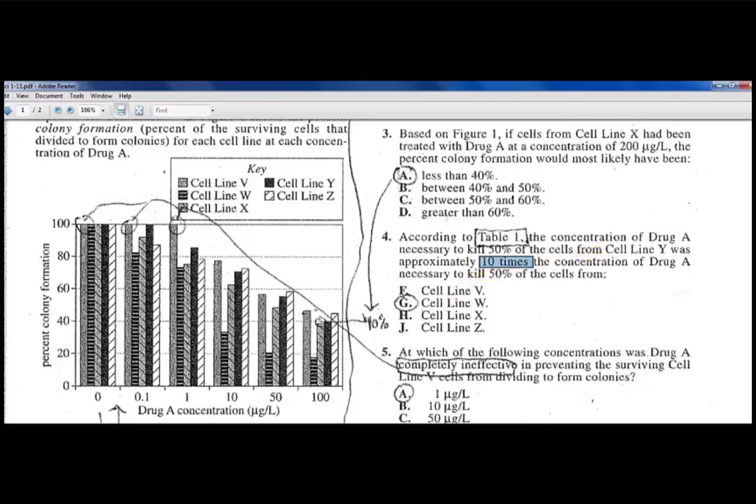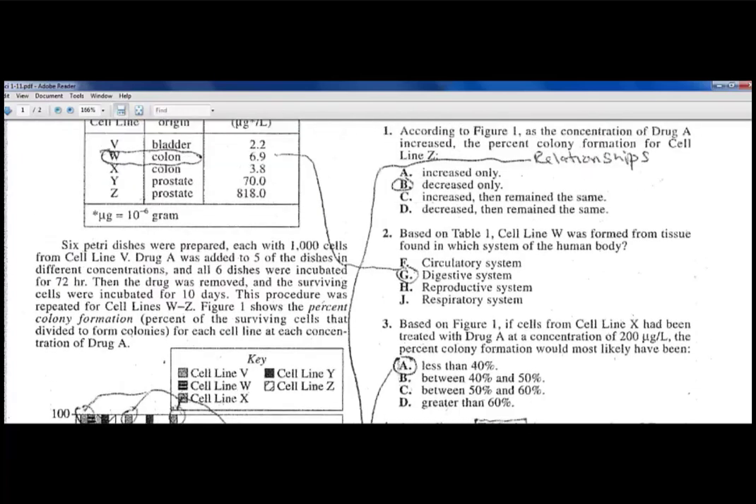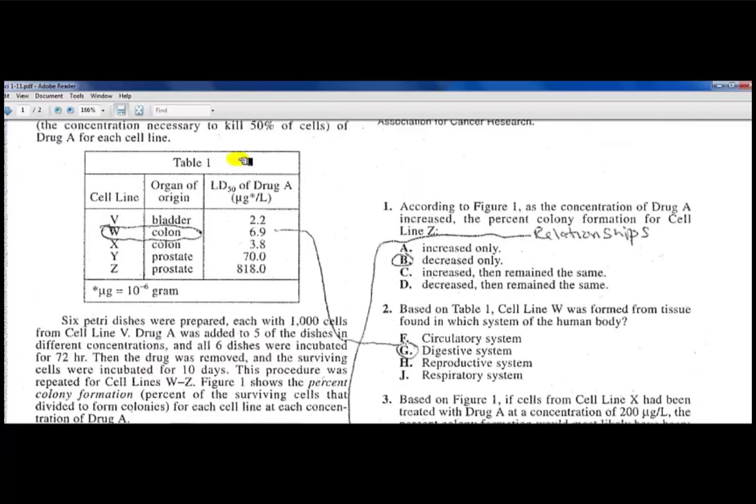See what I did? I just put it in my own words. Let's scroll on back up to Table 1. In Table 1, we are going to go ahead and find cell line Y. Cell line Y is here, and it looks like in order to kill 50%, LD50, it's 70 milligrams per liter. 70 is 10 times more than which one of these numbers?